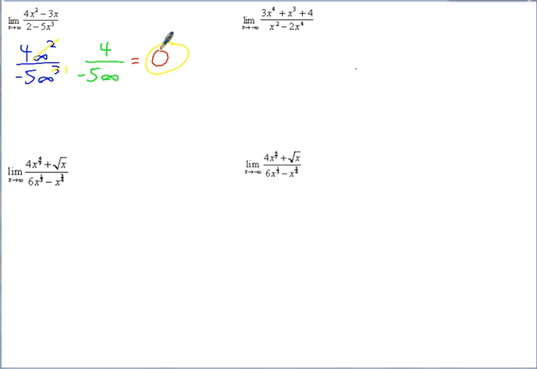So that is what the limit is. So the horizontal asymptote here will just be right on the x-axis. The equation y equals 0. Again, anytime you get a constant there that's not infinity or negative infinity, that indicates you have a horizontal asymptote.